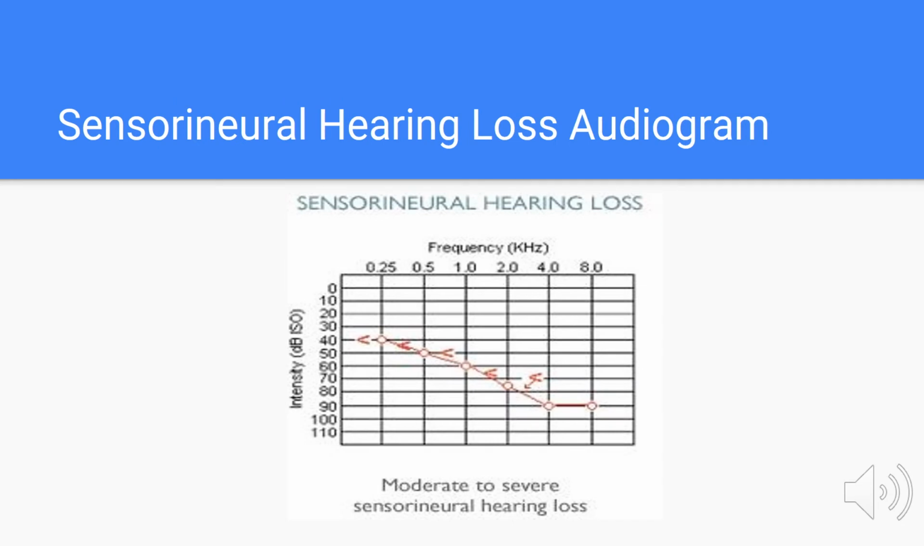This is a picture of a sensorineural hearing loss on an audiogram. A sensorineural hearing loss is defined by both air and bone conduction thresholds being lower than normal. Air conduction is marked by a circle and bone conduction is marked by an arrow facing left. The sloping line indicates the hearing loss.